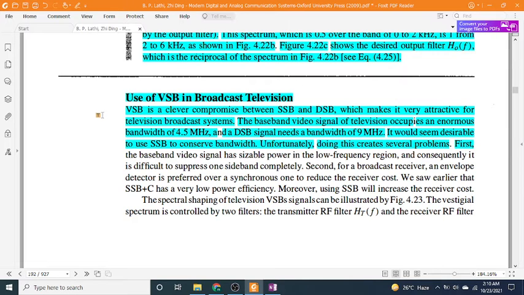First, the baseband video signal has sizable power in the low-frequency region, and consequently it is difficult to suppress one sideband completely. Second, for a broadcast receiver, an envelope detector is preferred over a synchronous one to reduce the receiver cost. We saw earlier that SSB+C has a very low power efficiency. Moreover, using SSB will increase the receiver cost.